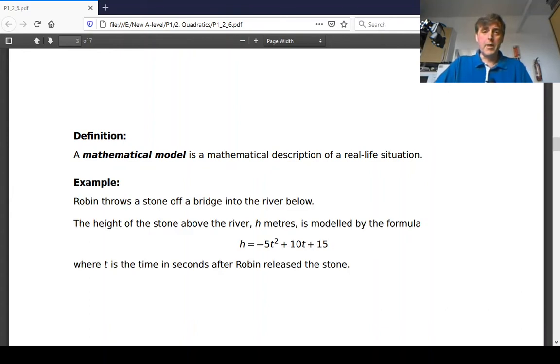So in this particular section of the textbook, we're really just going to look at models which involve quadratic functions. I've put an example on the screen here. We've got Robin throwing a stone off a bridge into a river. And we are modelling the height of the stone, h, above the river, in terms of the time in seconds after Robin released the stone, with the formula you can see there.